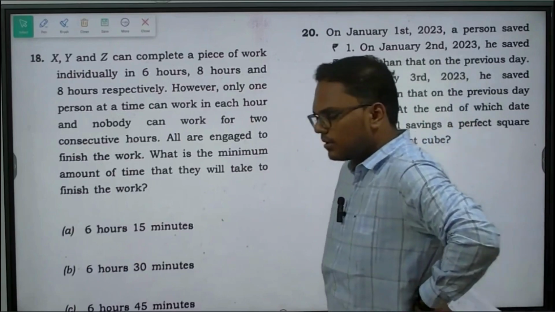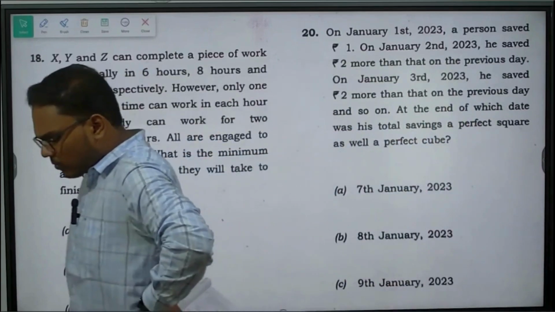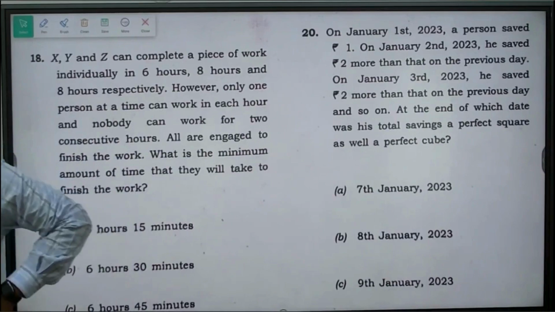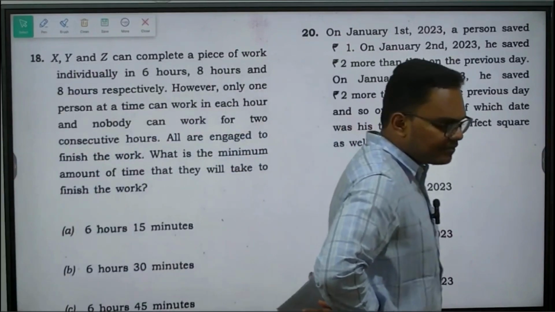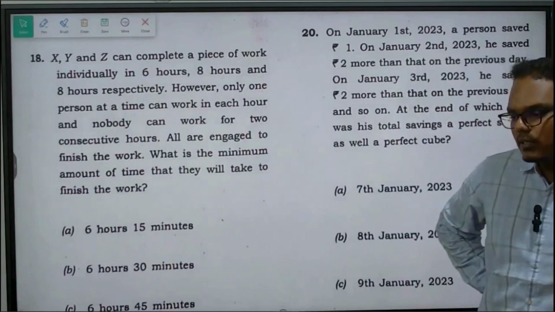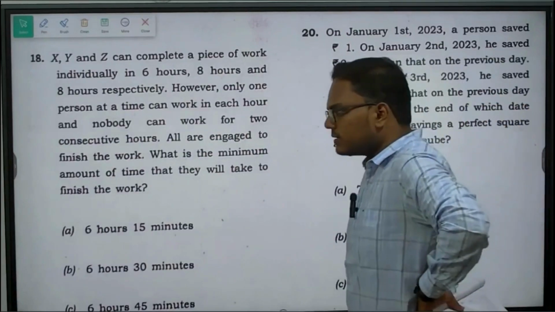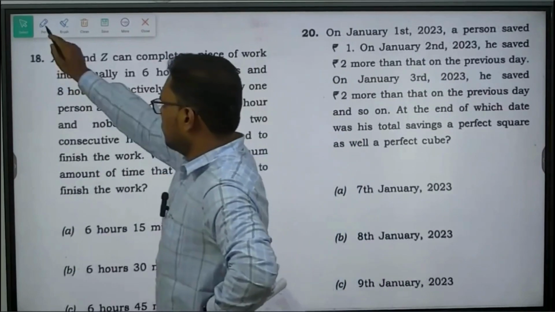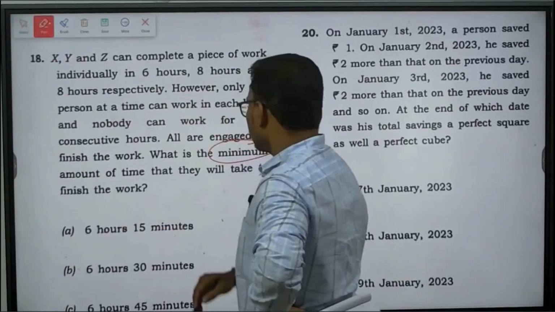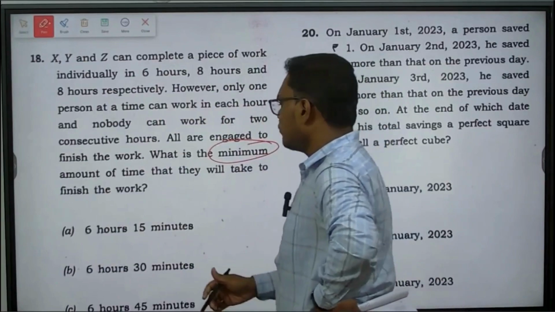The question tells that you have 3 people who can finish it in 6 hours, 8 hours, and 8 hours. The condition is that in 1 hour only one can work, and they cannot work consecutively. And what is the minimum time? See, again, this is the catch. What is the minimum amount of time that they will need to finish the work?